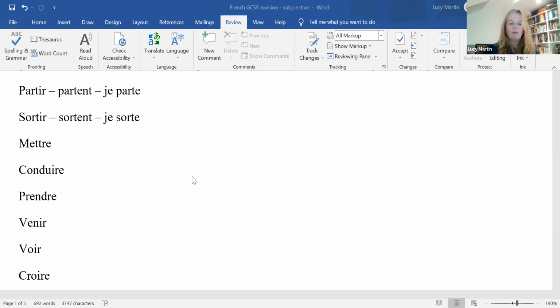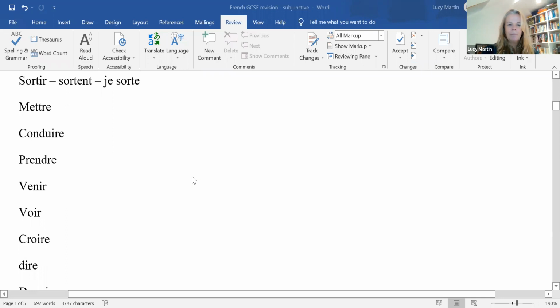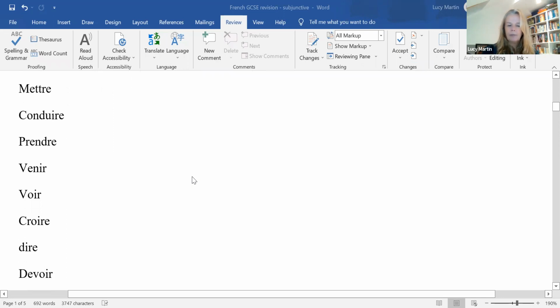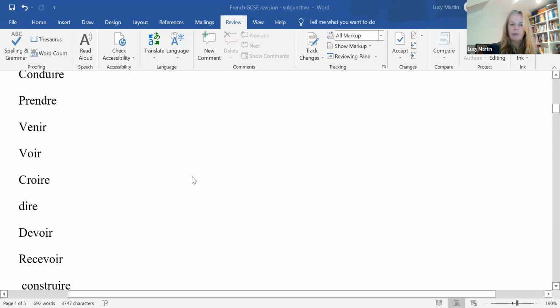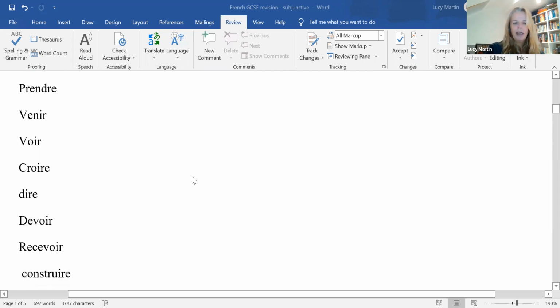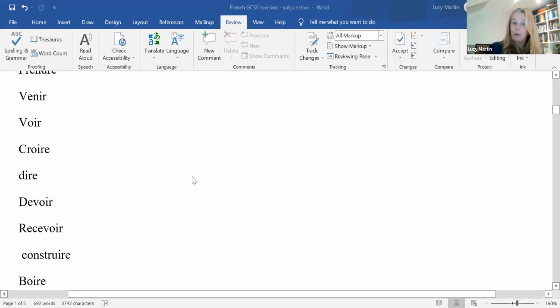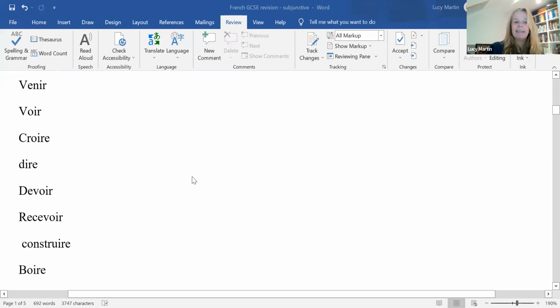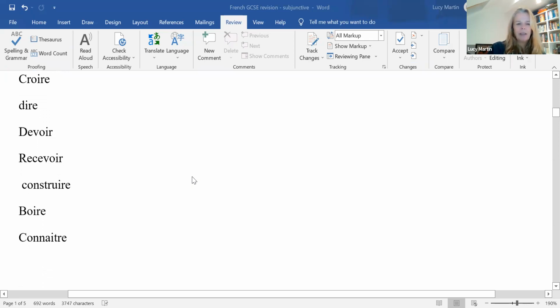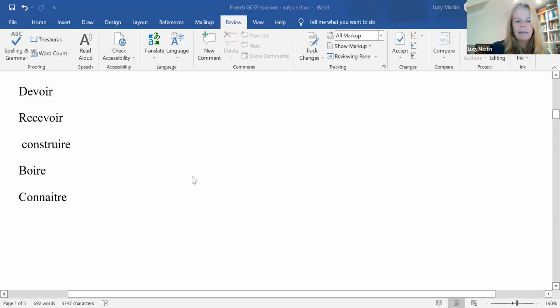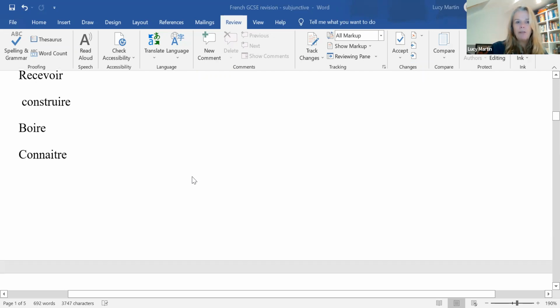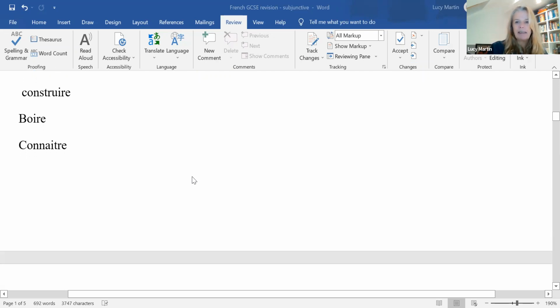In the same way, we get conduire. What do you think it will be? Conduise, prendre, prenne, venir, vienne, voir, voit with an E, croire, croit with an E, dire, dise, devoir, doivent, recevoir, reçoivent, construire, construisent, boire, boivent, connaître, connaissent.